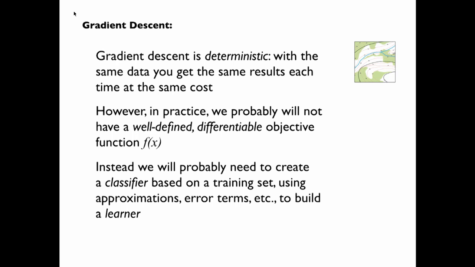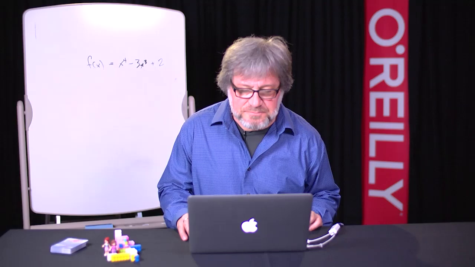Gradient descent is a deterministic algorithm. What we showed there, if I run it every time, it'll come up with the same results if I have the same data. So effectively, it has the same cost as well. In practice, we may not have a very well-defined differential function. We'll probably need to create a classifier based on some sort of training set. It's going to be a more complex problem than what I've shown here. We're going to have to build a learner based on more complex notions of error, et cetera.